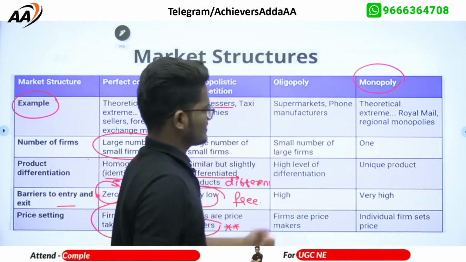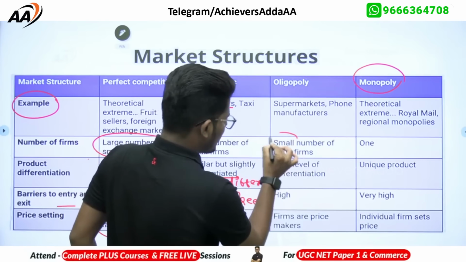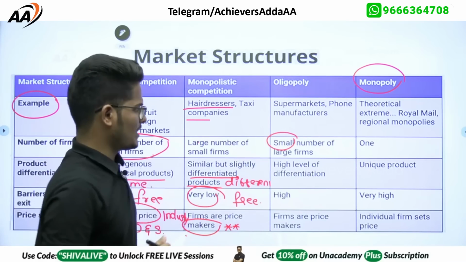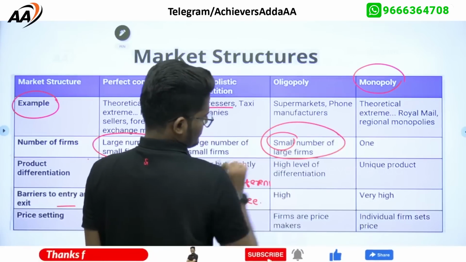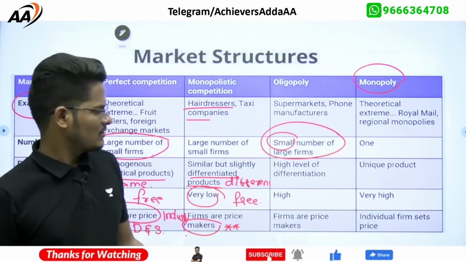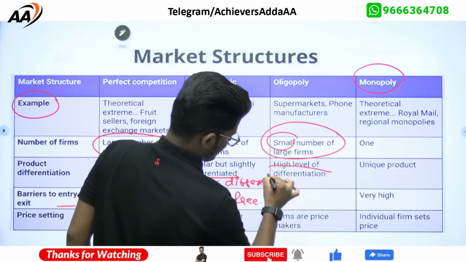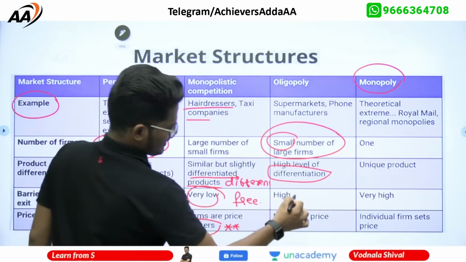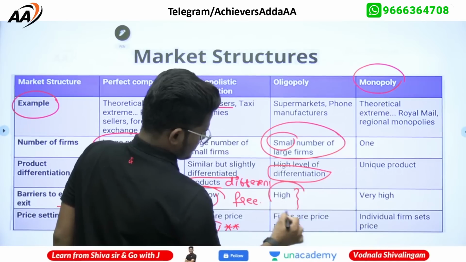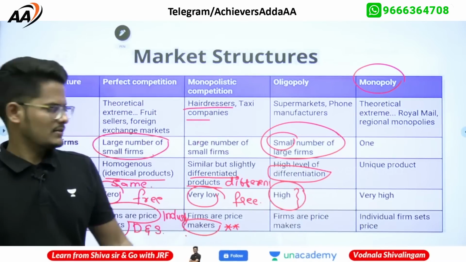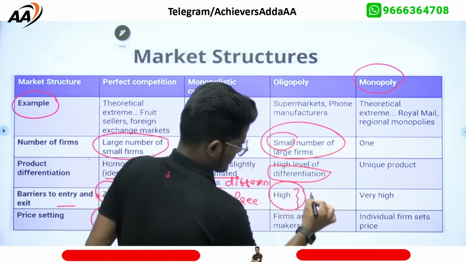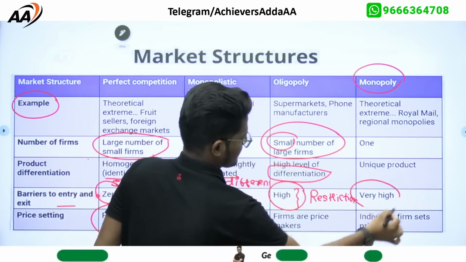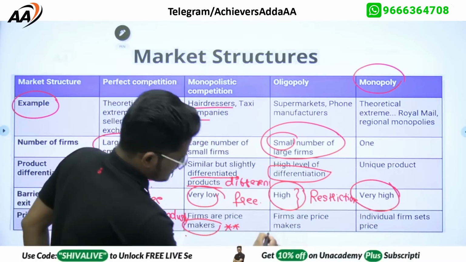Next, oligopoly is another one. Here, a very small number of sellers will be there, but those small numbers are very large companies, very big companies. Those are the big four firms as well as OPEC countries. There is a high level of differentiation. Different products will be there. And here entry and exit is very high. It is not that easy to enter, easy to exit. High restrictions will be there, restrictions on entry and exit. So here firms are price makers.